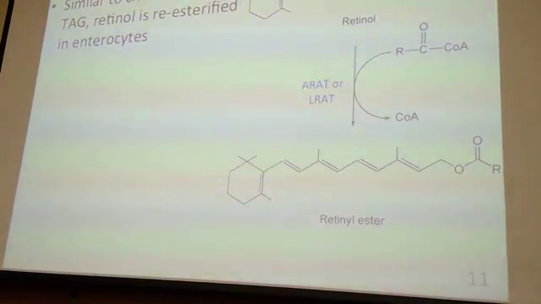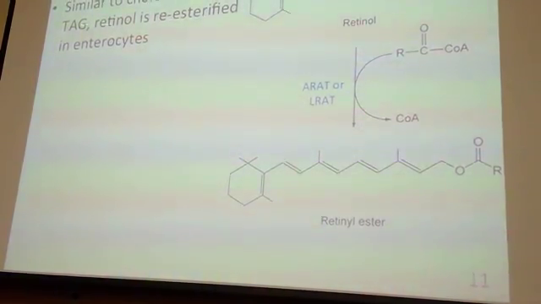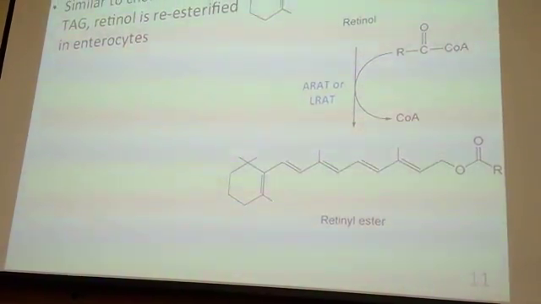Okay, so upon entering into the enterocyte, we have retinol, we have our fatty acids, and retinol, similar to other fats we've studied, is often reesterified in the enterocyte. So just like when we take up triacylglycerol, we cleave off all the fatty acids, we take up the monoacylglycerol, and then we reattach all the fatty acids. So this is the same thing that happens to retinol. So the retinol ester is broken down in our gut, we take up retinol, and then we add back a fatty acid to form a retinol ester.